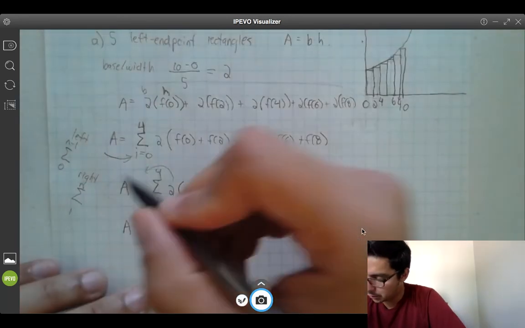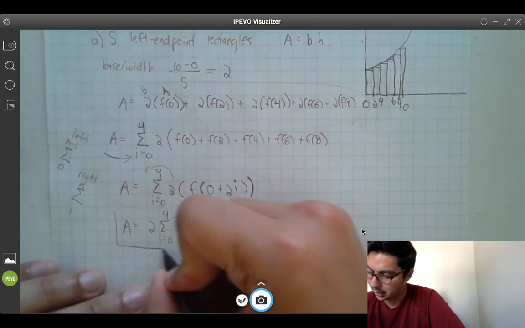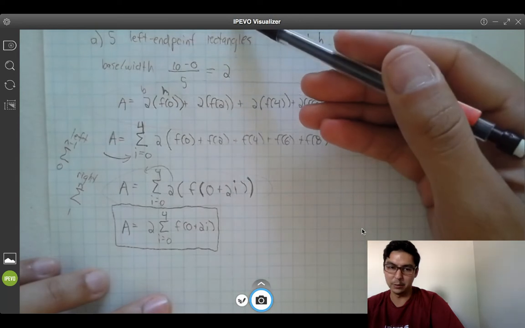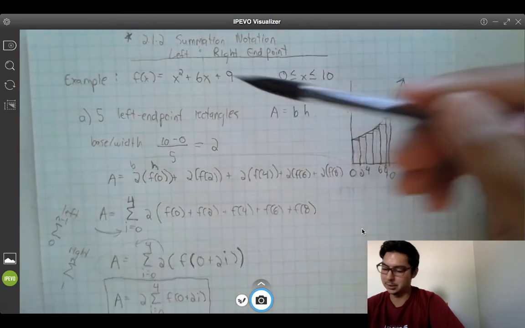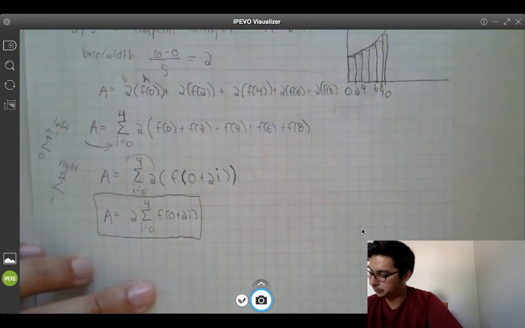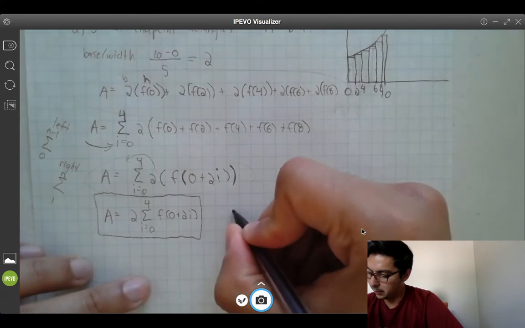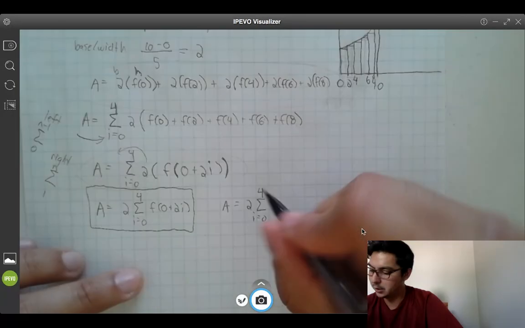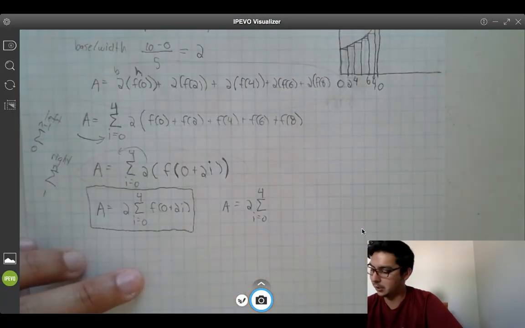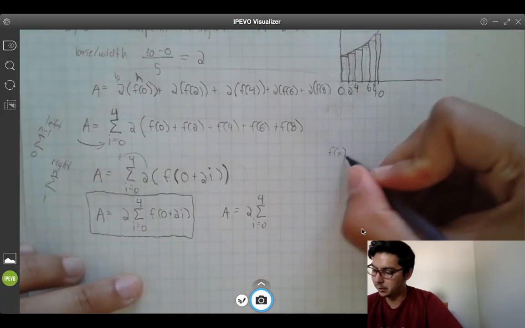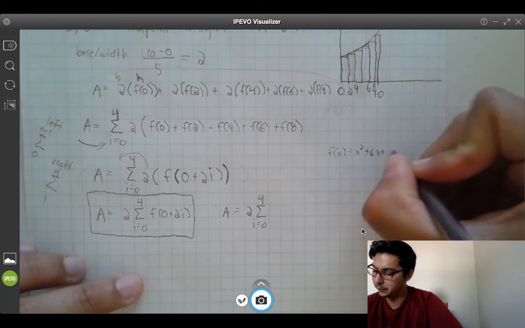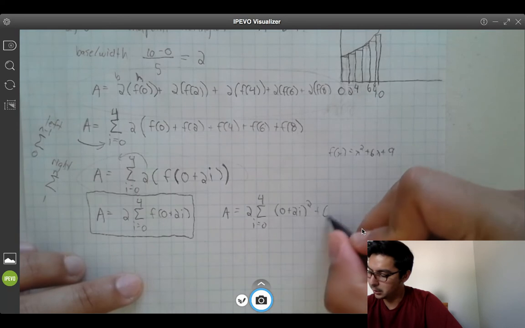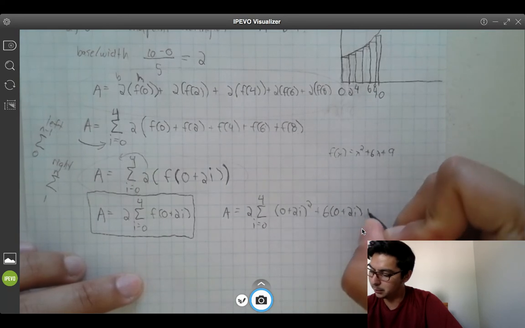And that's your answer. One of these two, either this one or the one above it, is your answer here. If you want to write it in terms of the actual function, f of x equals x squared plus 6x plus 9, then you would write area is equal to 2, from 0 to 4, your summation, and then you'd plug 0 plus 2i into your function f, which I'll write up here again now that's outside the video. So it would be 0 plus 2i squared plus 6 times 0 plus 2i plus 9.